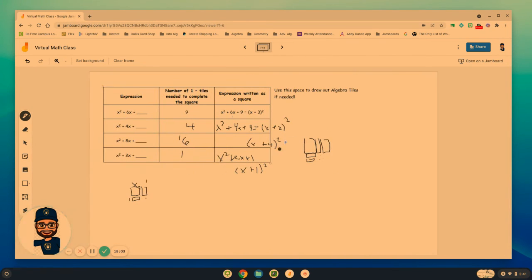So please try today's problems. Today's are more so working on completing the hole of the square. What do you need and how do you rewrite it? And then tomorrow we'll get more into that shortcut.